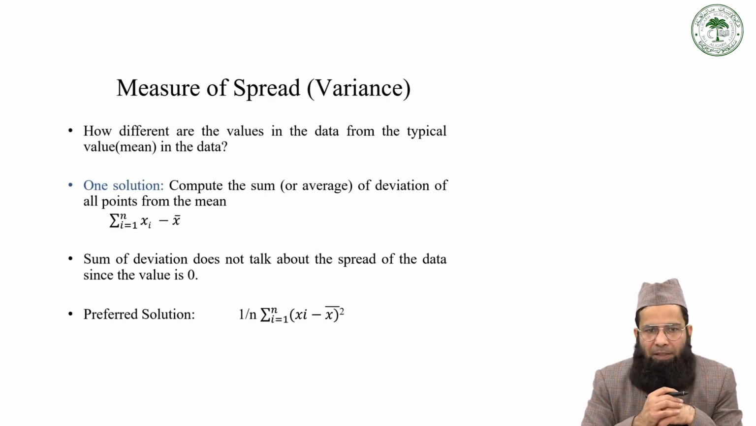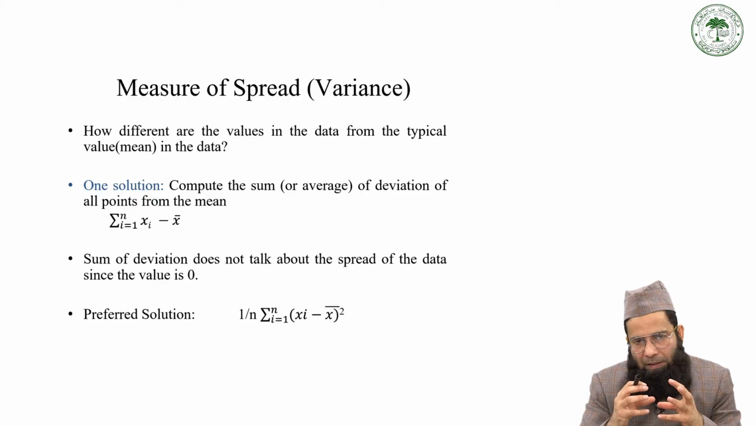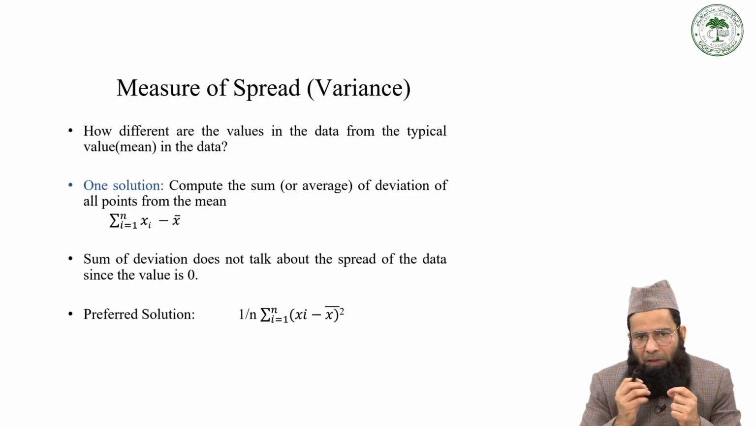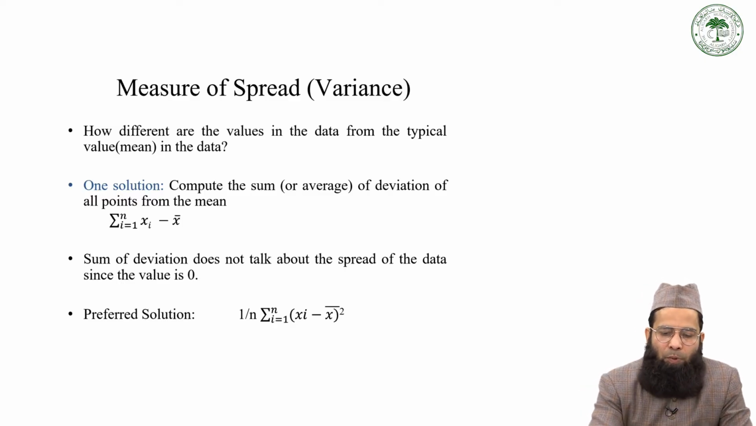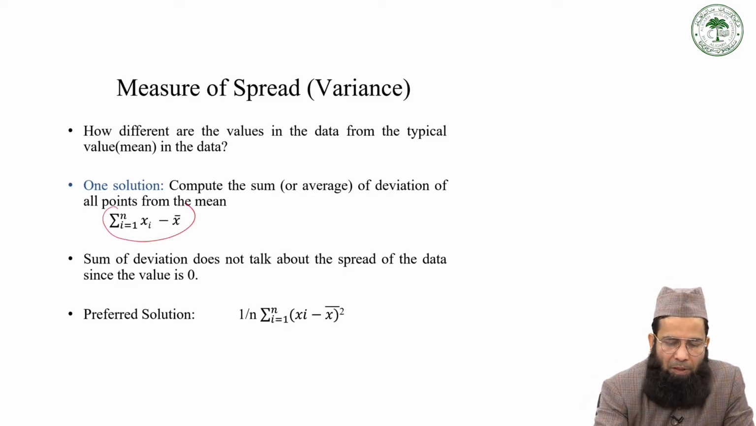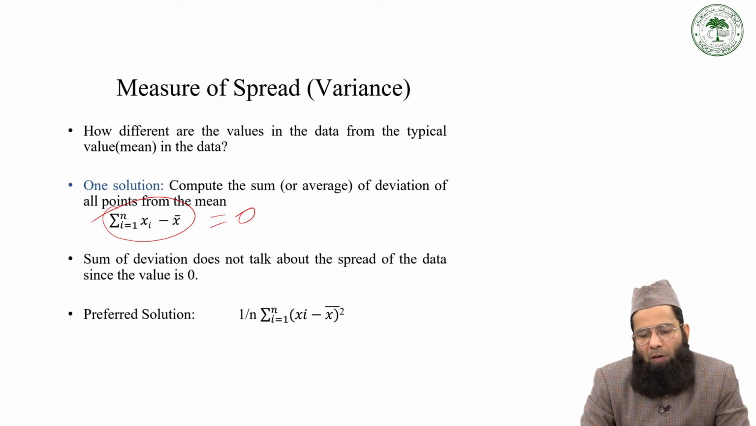Now we will discuss variance. How different are the values in the data from the typical value, the mean, in the data? It says how each and every value is varying from the mean value, and how it is different from the mean. One solution is to compute the sum or average of deviation of all points from the mean. But we have seen that it is actually 0, right? So the sum of deviation doesn't talk about the spread of the data since the value is 0.